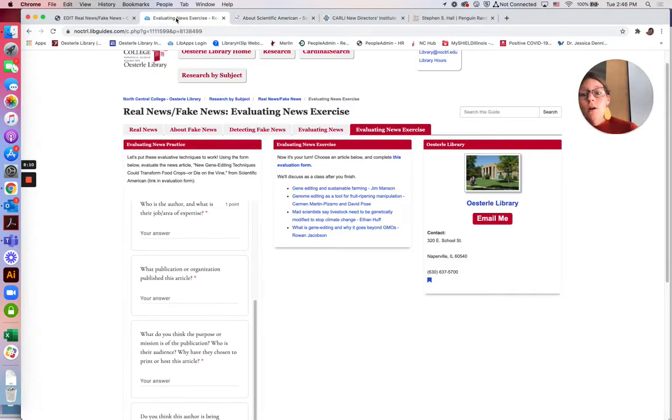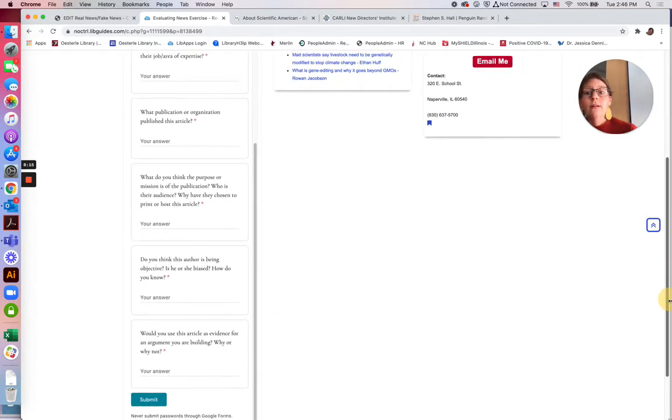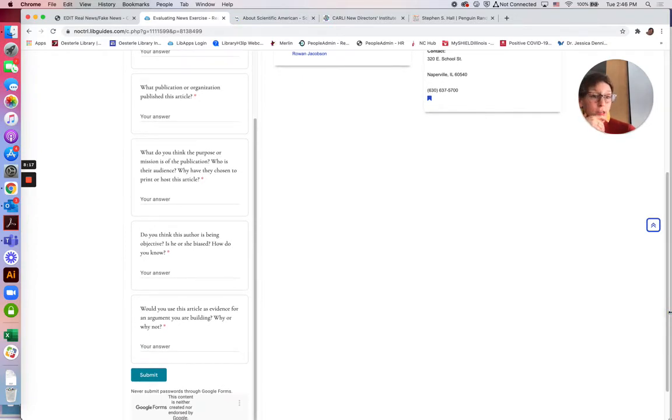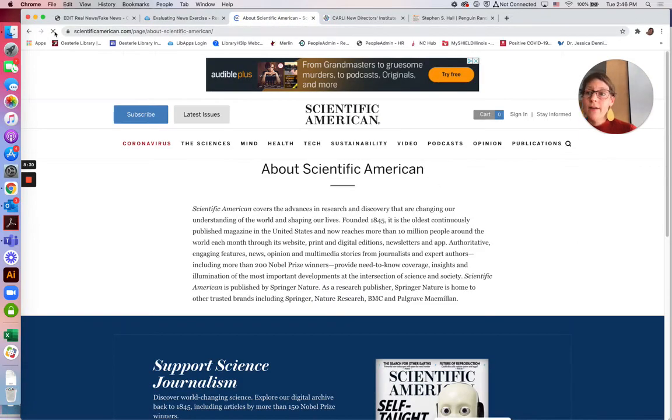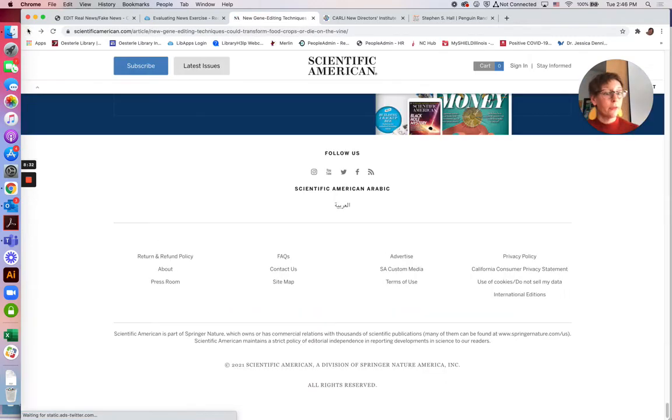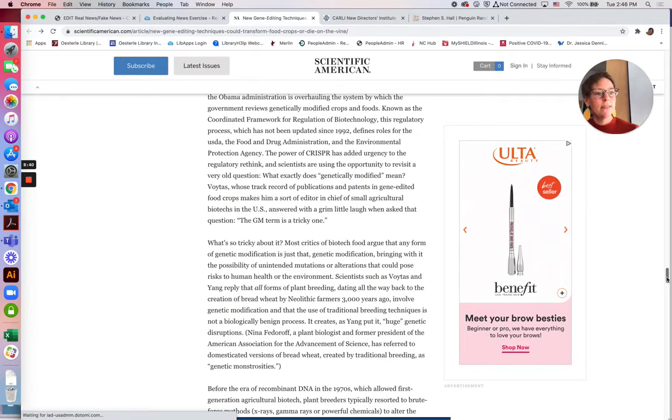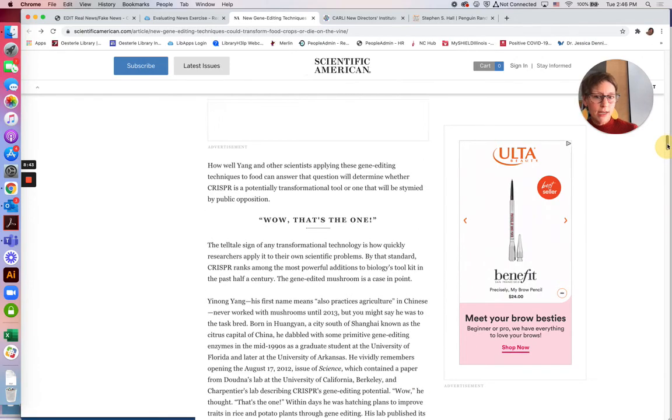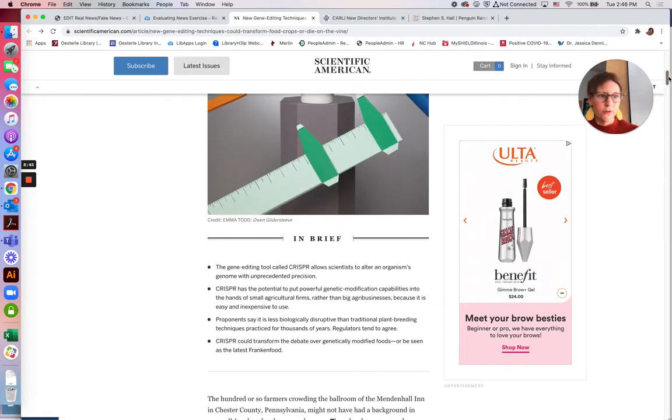So the next piece that we have: do we think the author is being objective in their reporting? Is there bias? How do we know? And then the last question, would you use this article as evidence for an argument you are building? For these two questions, we would have to go back and take a more in-depth look at the article. And you'll notice in this evaluative process, that's the funny thing, right? A lot of the things that we would base our evaluative process on, we haven't even gotten to the text of the article yet.